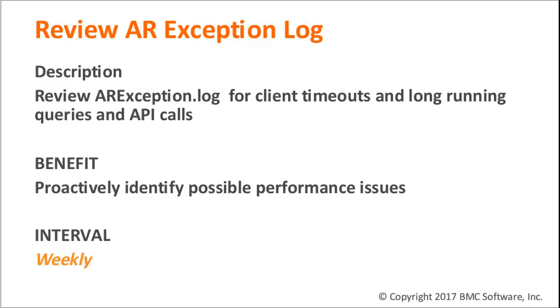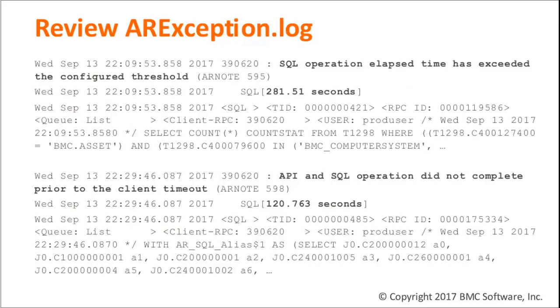If you look at the next slide, I have some examples of lines that I pulled out of an error exception log. The first example there, that block shows the SQL operation elapsed time has exceeded the configured threshold. Now this means that I went to the server statistics tab and I set some threshold. By default it's 5 seconds. And what that means is every time any SQL or API takes longer than those 5 seconds, it's going to write it here. And this is what happened here.